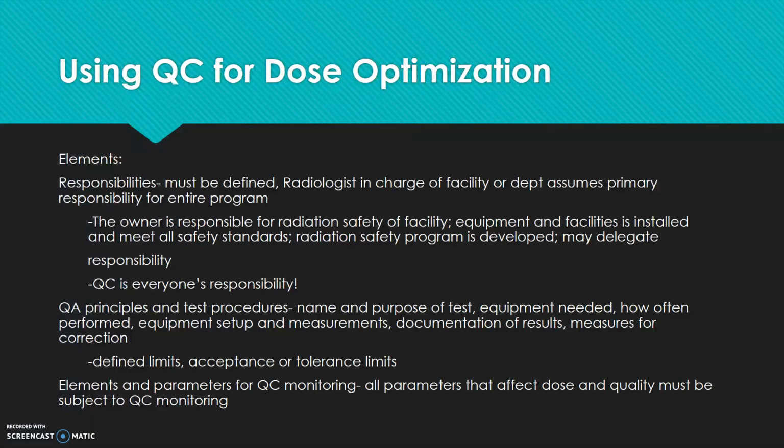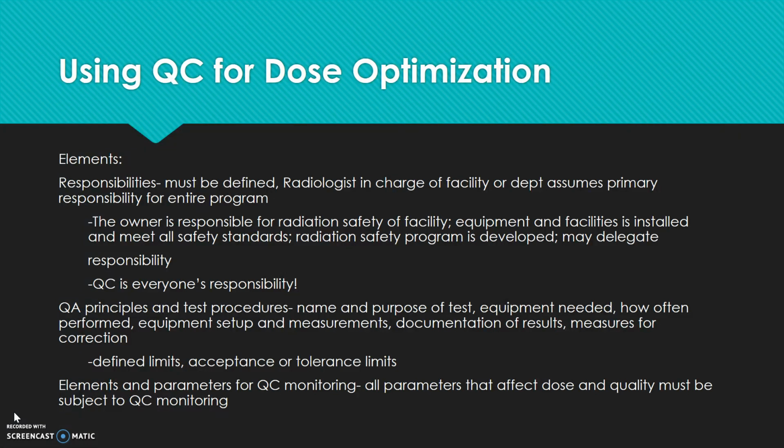Responsibilities must be defined. A radiologist in charge of the facility, or the department, assumes primary responsibility for the entire program. The owner is responsible for radiation safety of the facility. Equipment and facilities are installed and meet all safety standards, and then a radiation safety program is developed and duties may be delegated as assigned.